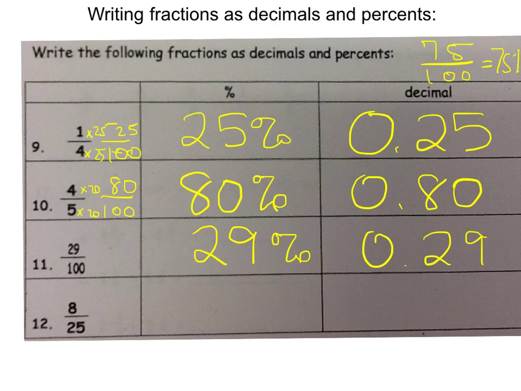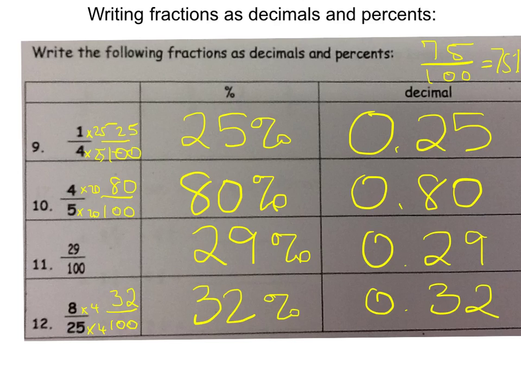For number 12, I again want to get a denominator of 100 to make it simple. 25 times 4 equals 100, so I multiply the numerator and the denominator by 4. I would get 32 over 100, or 32 hundredths. That would be 32% or 0.32.